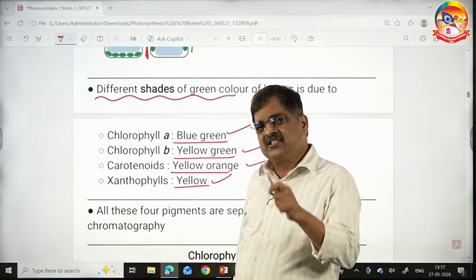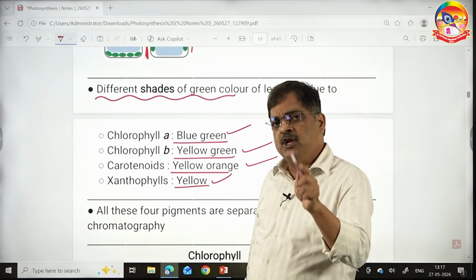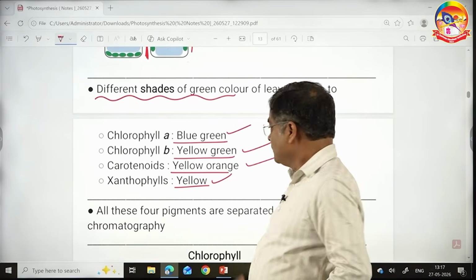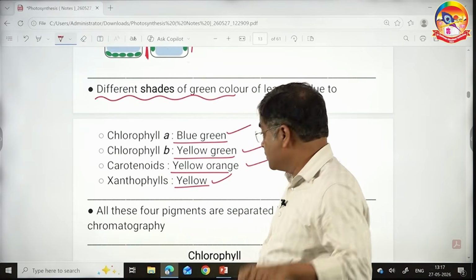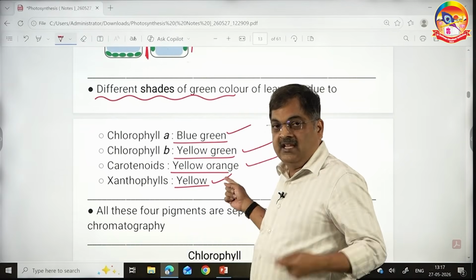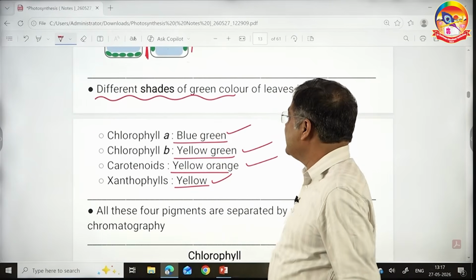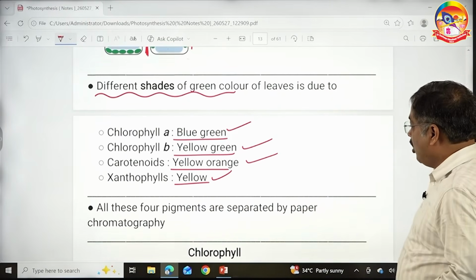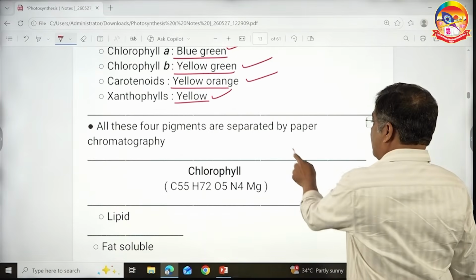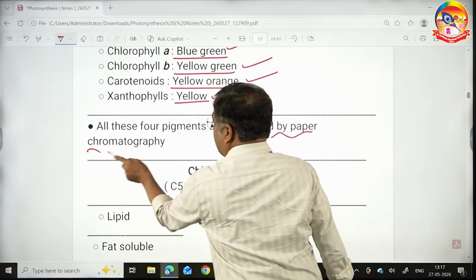Then carotenoid, strictly speaking, is a combination of carotene and xanthophyll. What is the color of xanthophyll? Yellow. What is the color of carotene? Orange. So therefore, yellow-orange. Easy way to remember. And chlorophyll A is blue-green and chlorophyll B is yellow-green. Remember this? All these four pigments can be separated by a technique called paper chromatography.